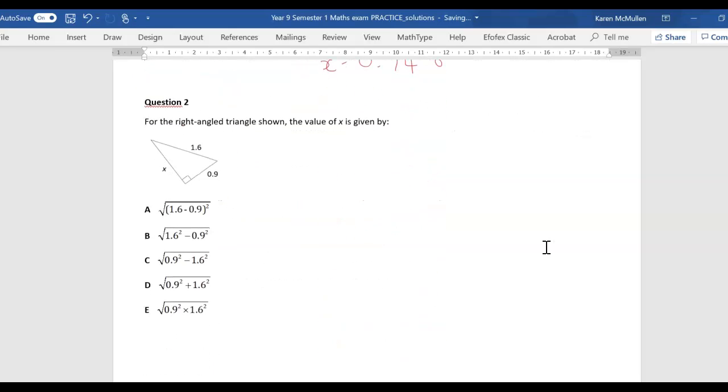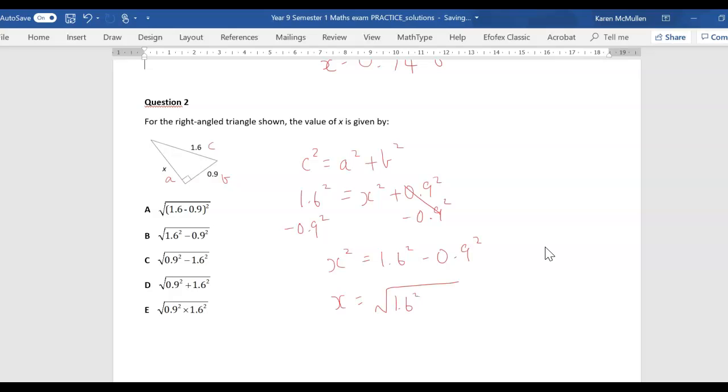All right, question 2. For the right angle triangle shown, the value of x is given by, so again, writing the formula, so c squared equals a squared plus b squared. Make sure you label your triangle, so c, a, and b. Notice how I do c first, because c is always your longest side, or the side opposite your right angle. All right, substituting everything in, we get 1.6 squared equals x squared plus 0.9 squared. We want to get x on its own, so I'm going to subtract 0.9 squared from both sides. All right, so that cancels out, and we're left with x squared equals 1.6 squared minus 0.9 squared. And then to get x by itself, we take the square root of both sides. All right, so this one we've actually left in this form. We haven't put it into our calculator. So the correct answer for this one would be B.